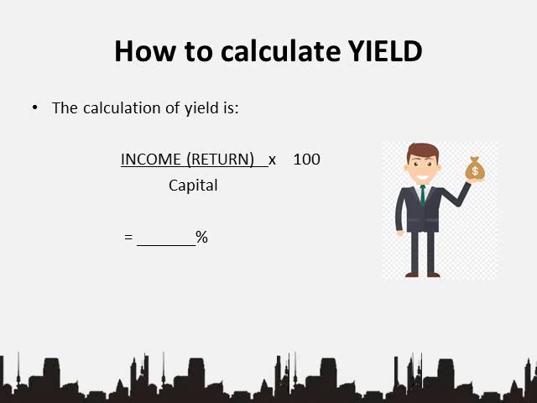So this is the calculation of yield. First you need to identify the income or returns from that investment, and then divide by the capital, the capital that you sacrificed at the early stage of investment, and then times 100. Then you will get the result in the form of a percentage. That percentage, comparing income with the capital, is called yield.